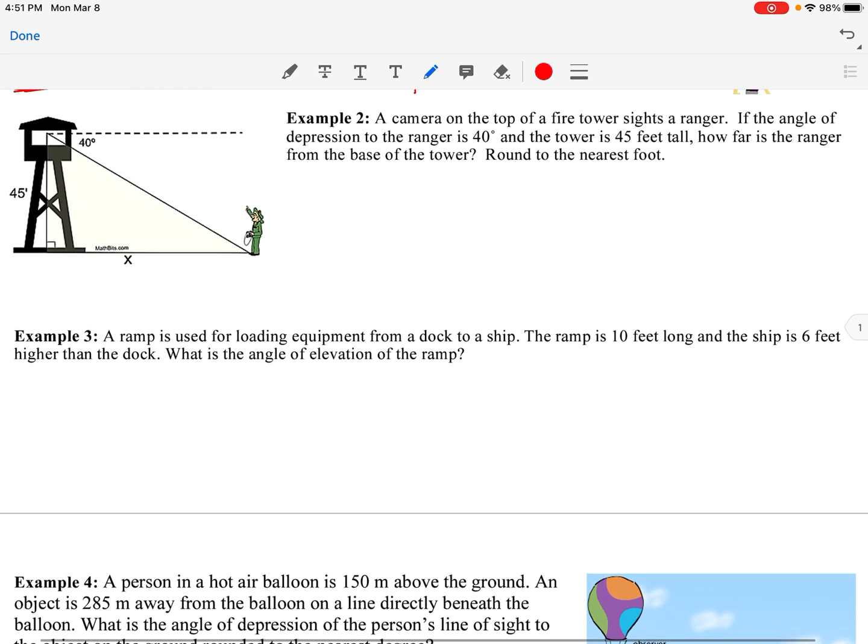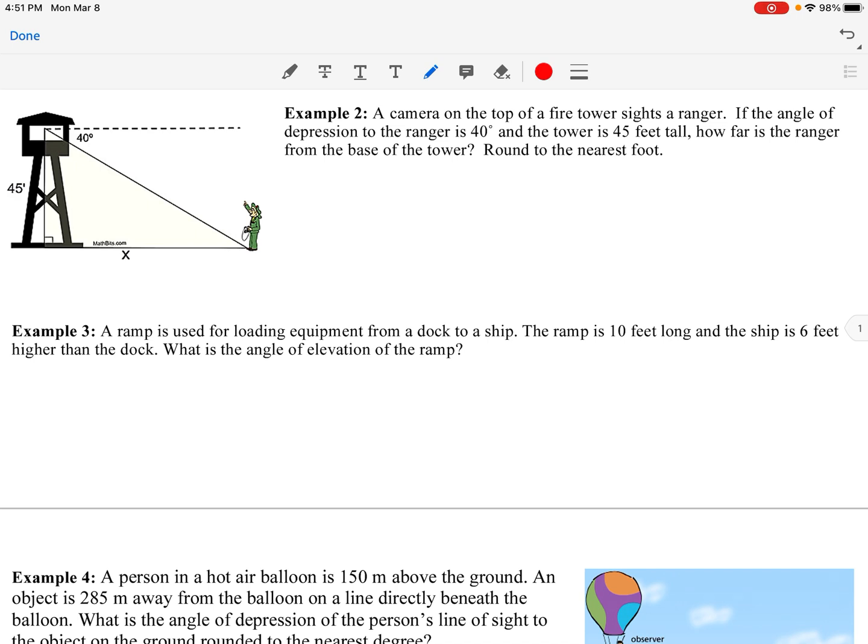Okay, this one we have a picture for, so that's good. A camera on top of the fire tower sights a ranger. The angle of depression is 40 degrees. You notice we have labeled this as 40 degrees because it's from the horizontal and it's an angle of depression. But also when you mark this, you have a couple different things you could do. You can know that this side and this side are parallel to each other because they're both horizontal lines. So using alternate interior angles, you can know that this angle will be exactly the same. So angle of elevation and angle of depression will be the same angle if you're looking at a picture like this, okay?